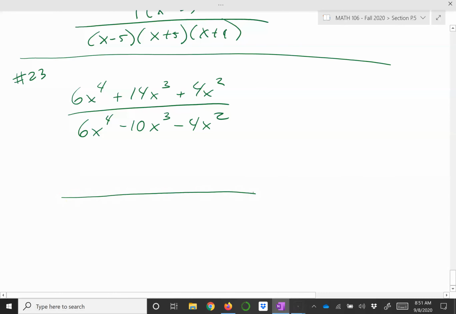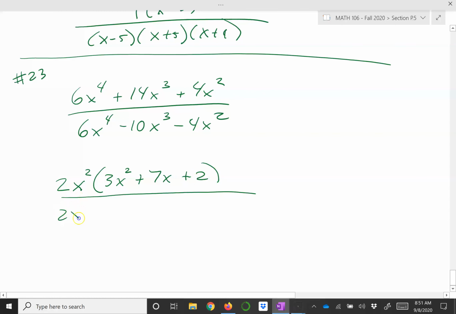So what's our greatest common factor here? It's probably the integer 2, right? 2 divides everything, and then x squared, right? So we have a 2x squared, and let's see what else we can get here. So it's going to be a 3x squared plus 7x plus 2, all right? And then we'll do the same process for the numerator.